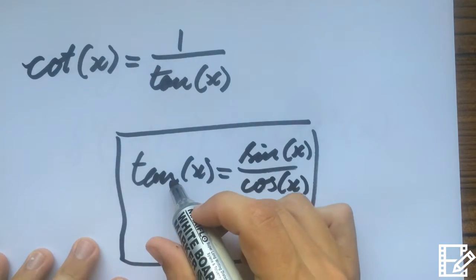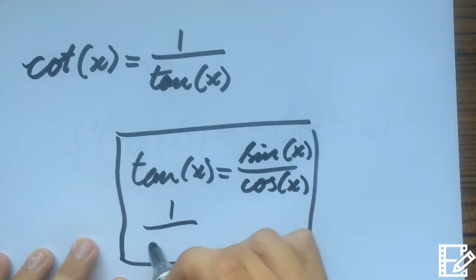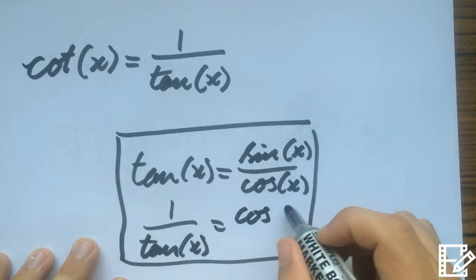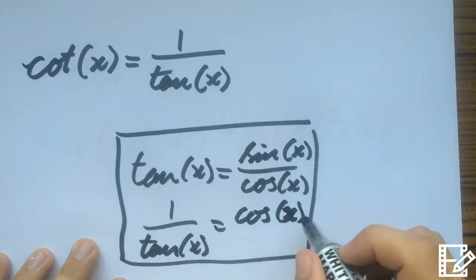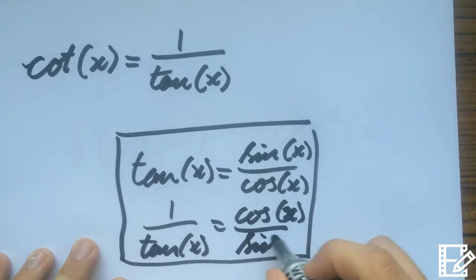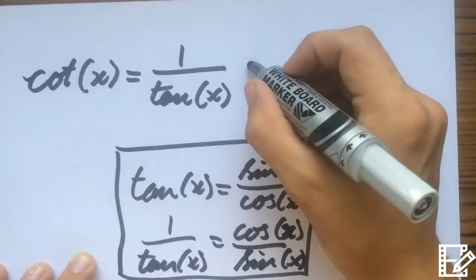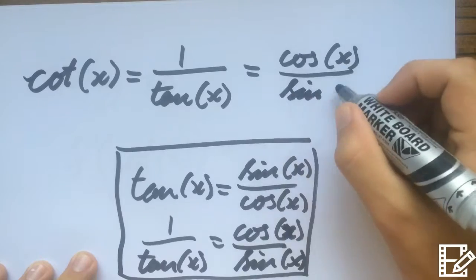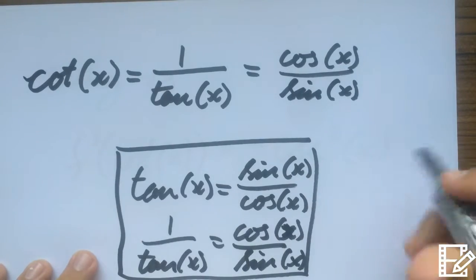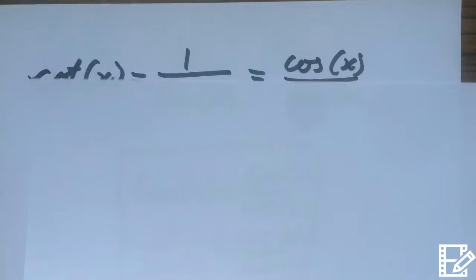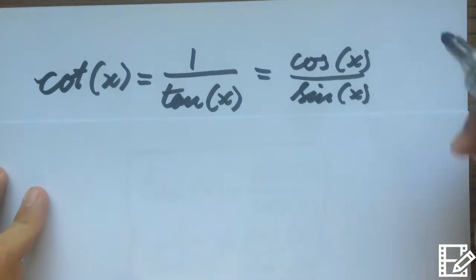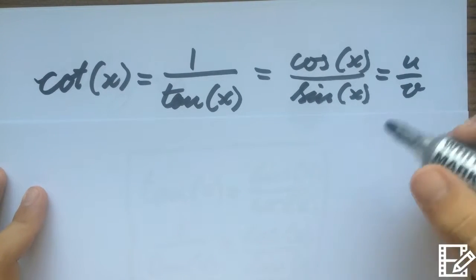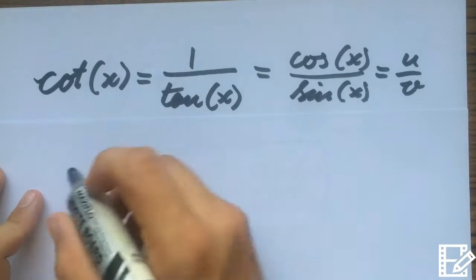So if we were to flip tan x on the bottom and make it 1 over tan x, we would have to flip these as well, and so we would have cosine over sine. Okay, so this is equal to cosine of x over sine of x. Now that we've got that, we can do something. We can say we have u over v, which we can use the quotient rule to solve.